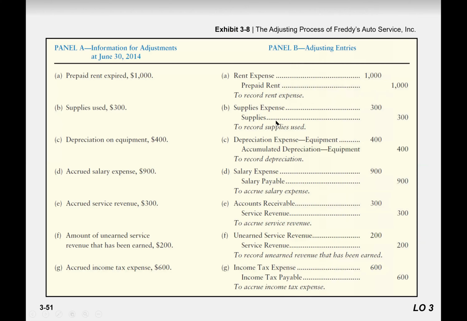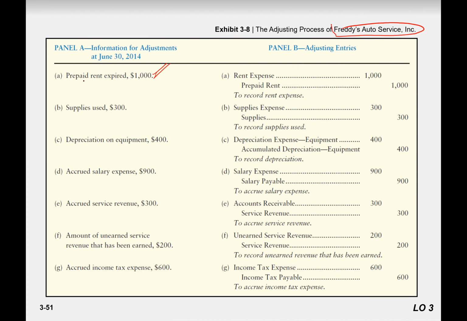Okay, now here we go. So the adjusting process of the company, Friday's Auto Service Incorporation. So if prepaid rent expired 1000, this is just a summary we already talked about in our previous lecture. It also helps you to recall what we learned in our last lecture.